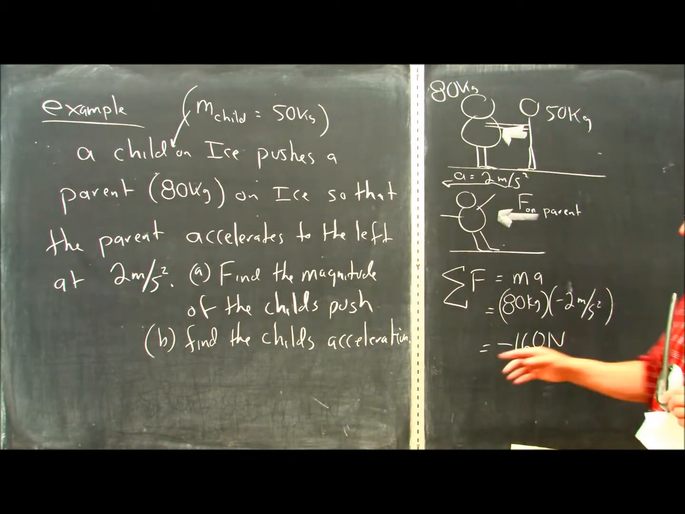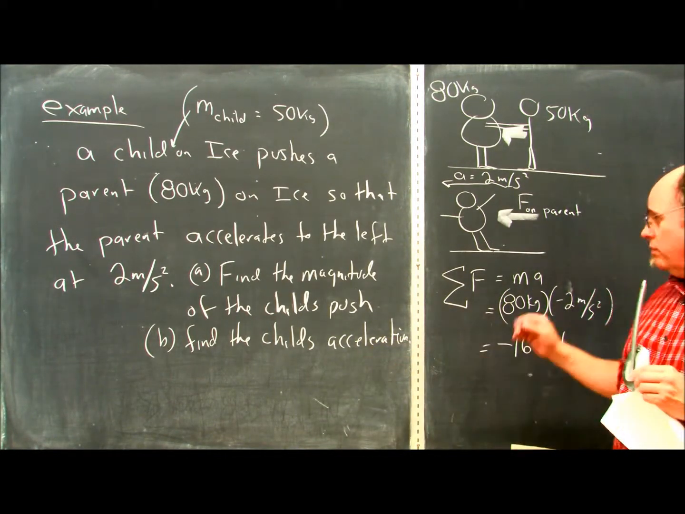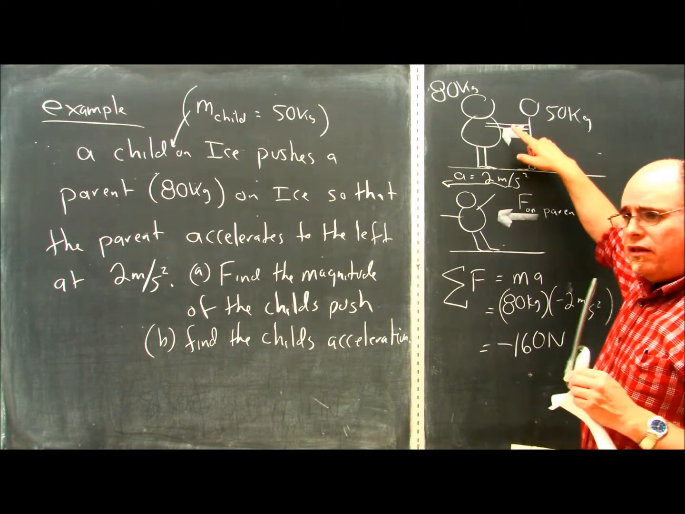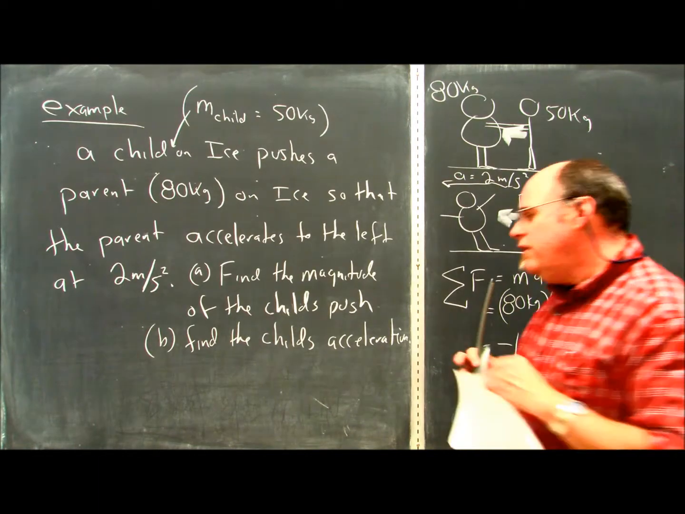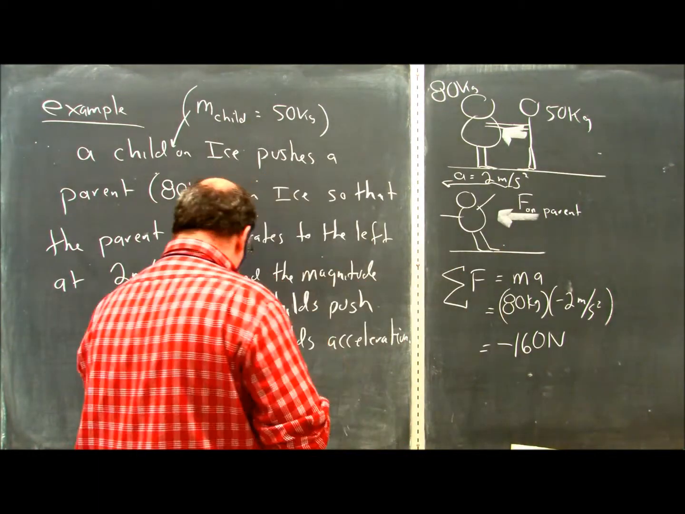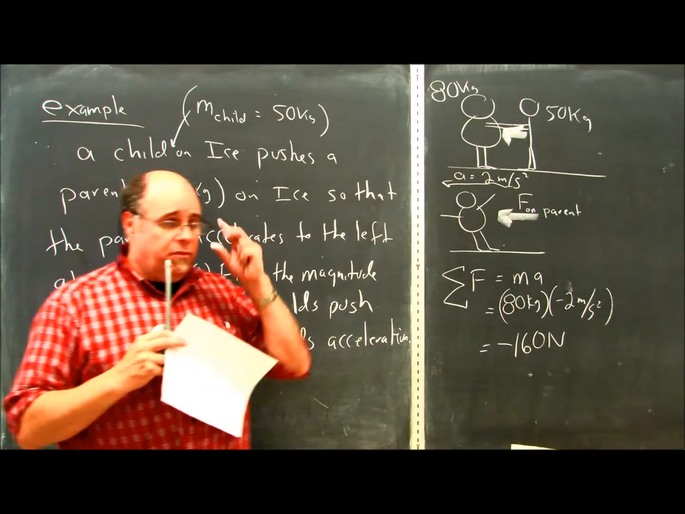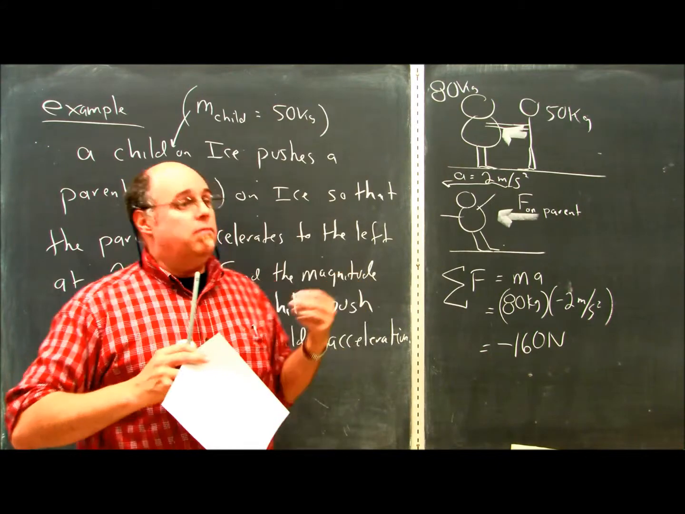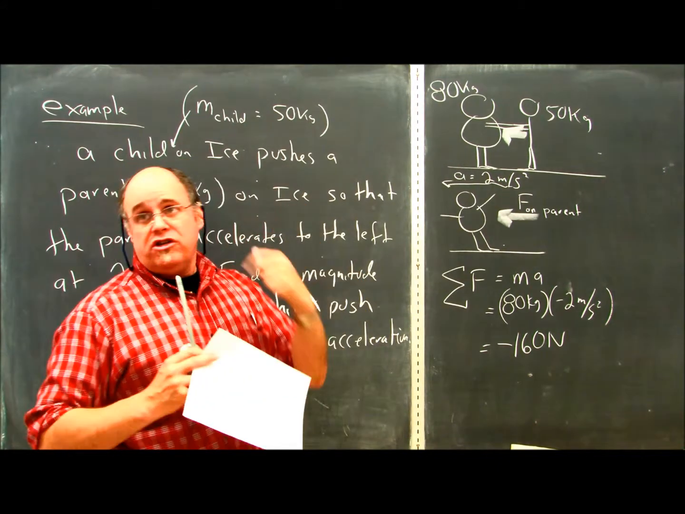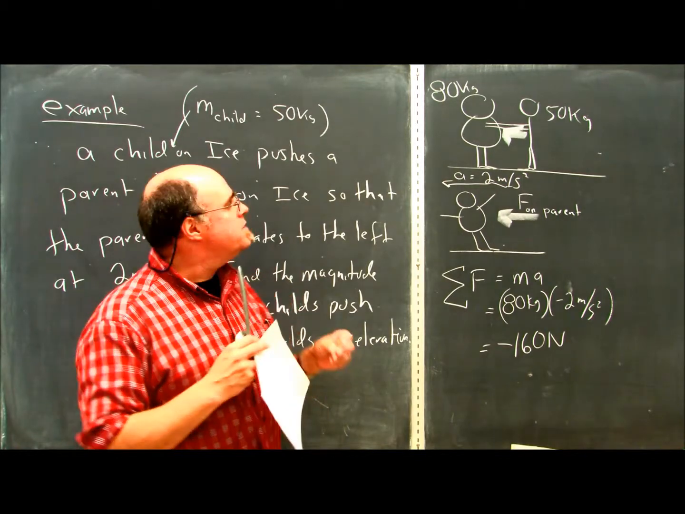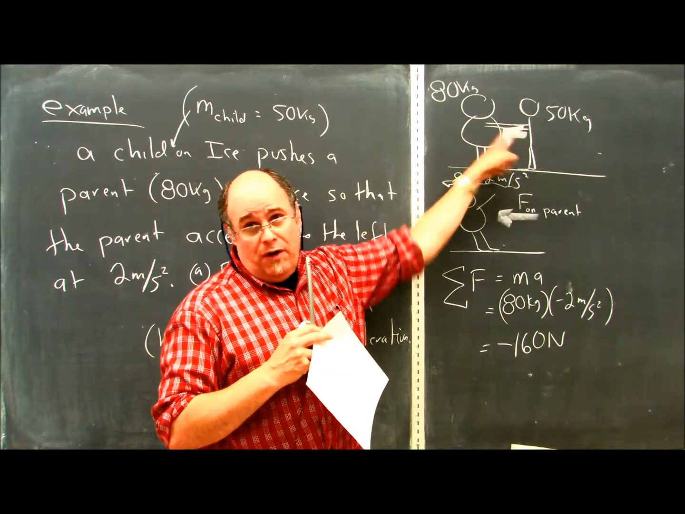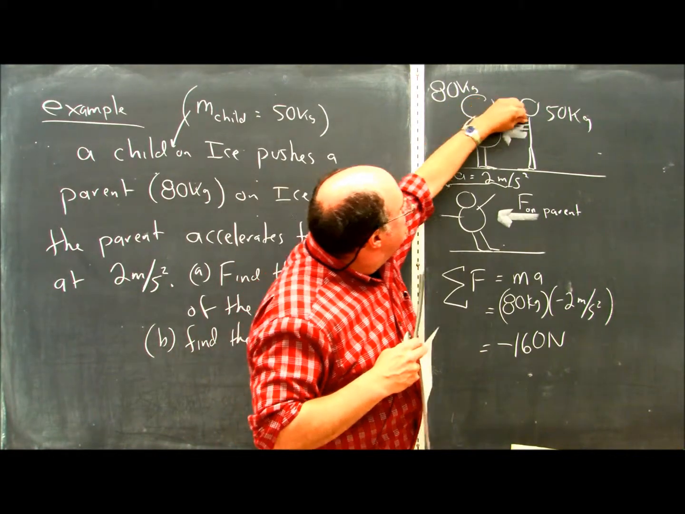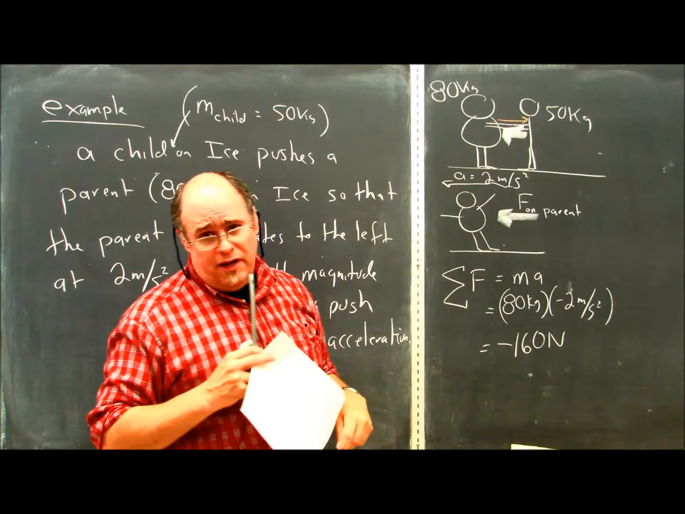But the question is also, find the child's acceleration while this is happening. You see, the child will not just push on the parent. Simultaneously, the parent will be pushing on the child, even if the parent had their back turned. And I guess that wouldn't be so nice. But even if the parent had their back turned, if the child pushes on the parent's back, then the back of the parent will push on the child's hands and apply an equal and opposite force. So the child's pushing the parent to the left. At the same time, the parent will push this child to the right.